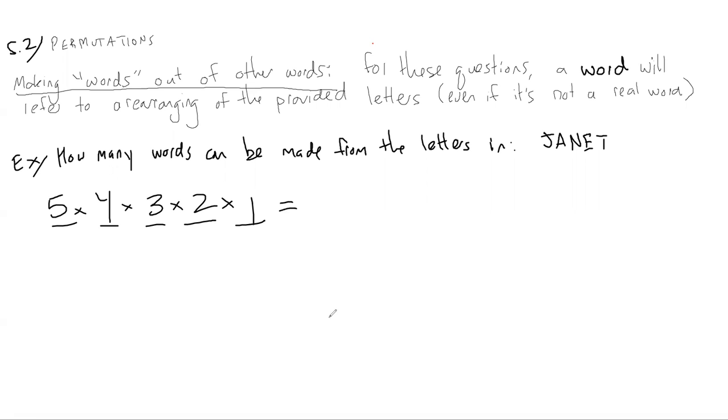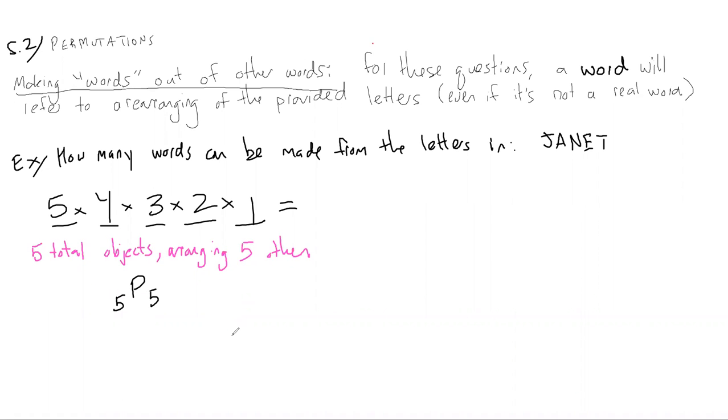So you could work that out. You could think of this as 5 total objects, the letters J-A-N-E-T, and you are arranging 5 of them. So, another way that we could look at that is your 5P5 formula and calculating it that way, using a calculator or whatever.